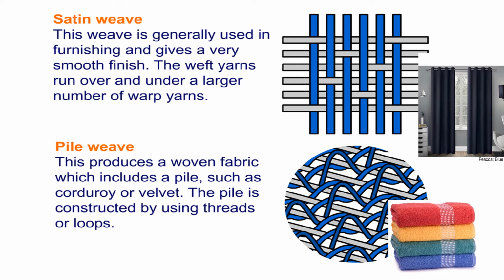Pile weave. This produces a woven fabric which includes a pile. That means it gives it depth. For example, velvet. The pile is constructed by using threads or loops, similar to knitting, but rather than loop knitting, it goes over one, under one, leaving loops. This is the effect that's created on toweling.